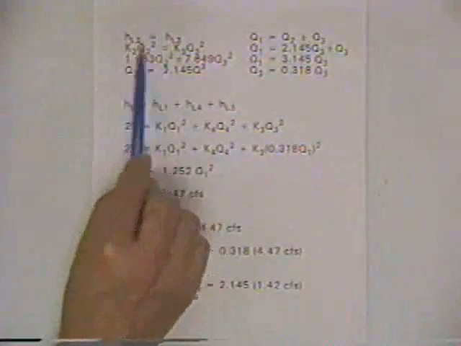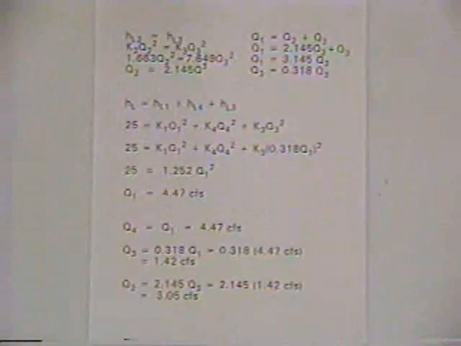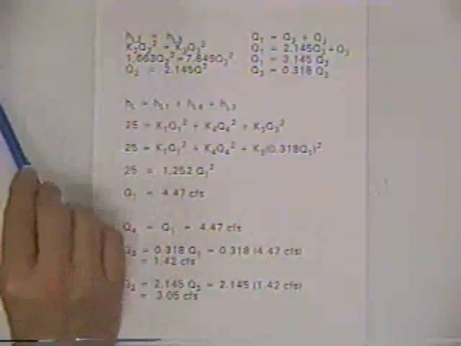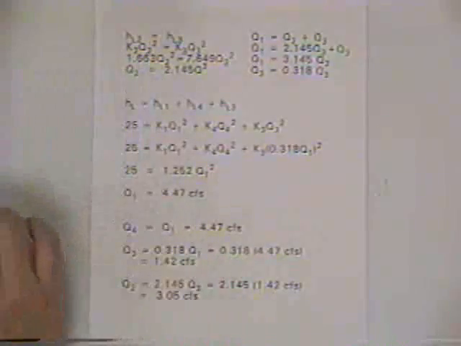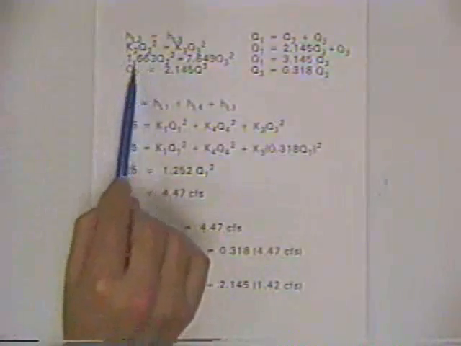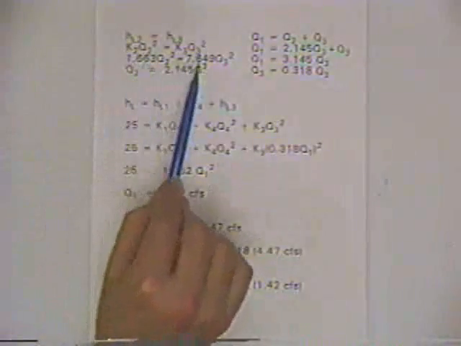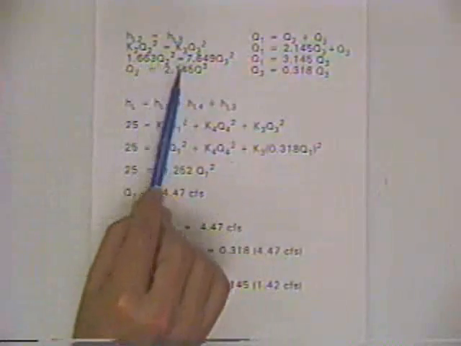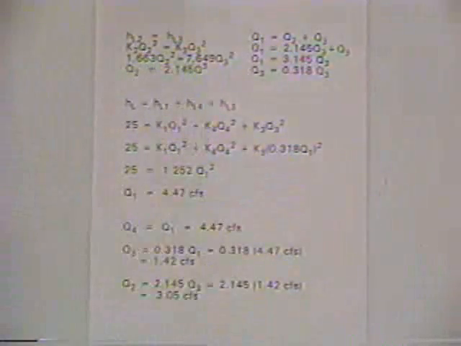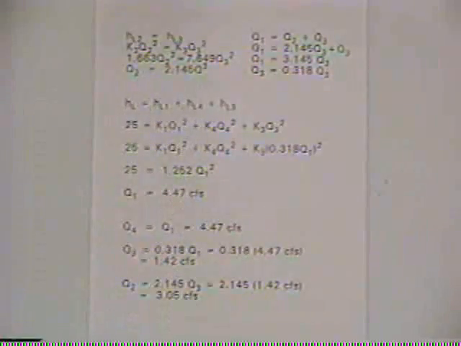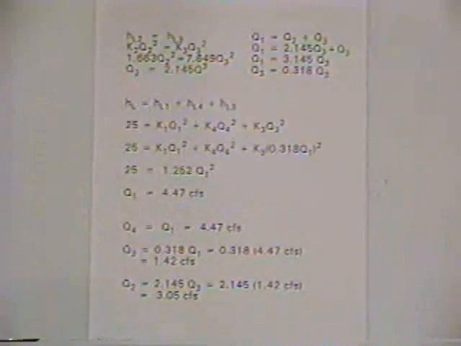And so two pipes in parallel, the head losses are the same, and you set them equal. Head loss we always express as K times Q squared, and the K is from the Darcy-Weisbach equation. And so once we plug in the numbers from the Darcy-Weisbach equation for the K's, we've got a number times Q2 squared equal to a number times Q3 squared, and that's going to give us that Q2 is just a number times Q3. It tells us the relationship between the flow in those two pipes.